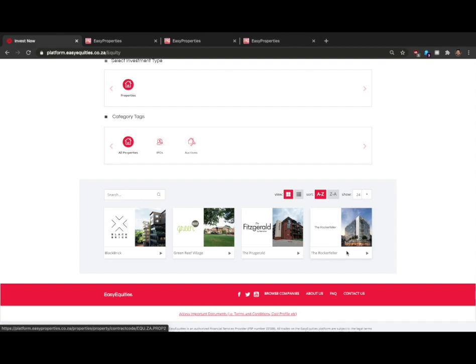You'll see that some of these, or well, all of these properties are actually in quite upmarket areas, which is low risk, but also a lower level of return. So if this does meet your risk return requirements, it might be good for you.